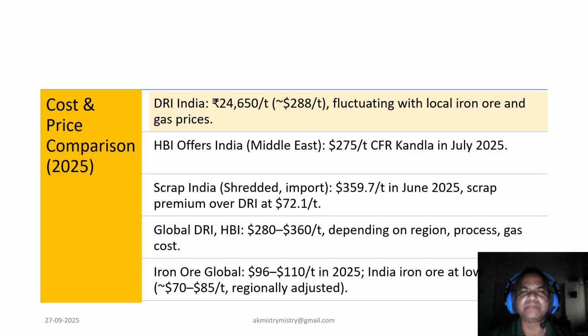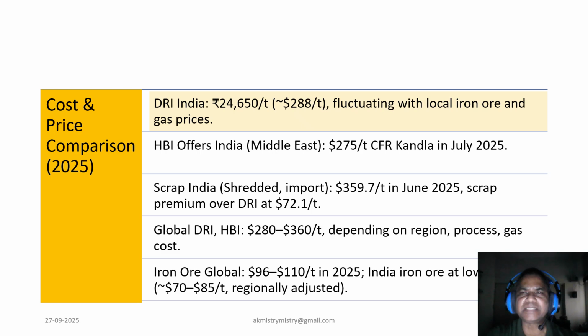This slide compares the current price. In India, DRI costs about 25,000 rupees per ton, while imported HBI offers are slightly lower, around we can say 275 US dollars per ton, CFR Kandla. Scrap, however, is significantly higher at nearly 360 US dollars per ton globally, and this is around 30,000 rupees per ton.